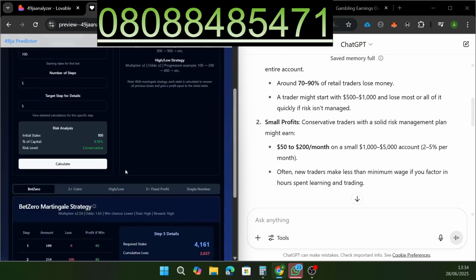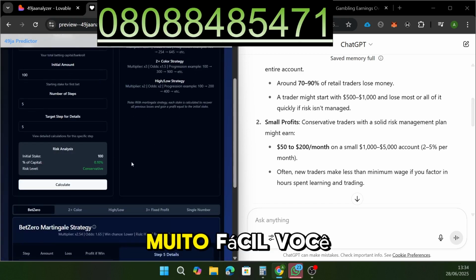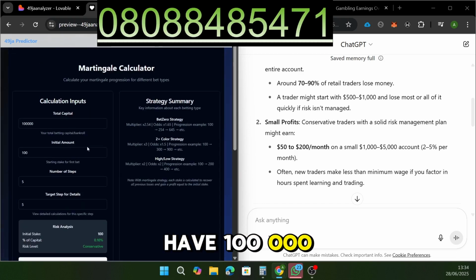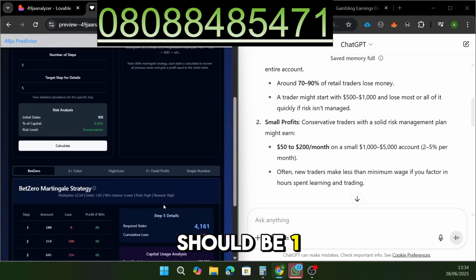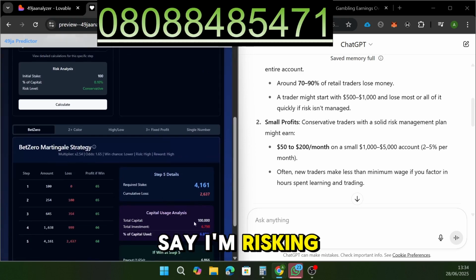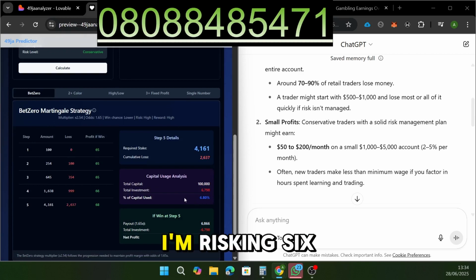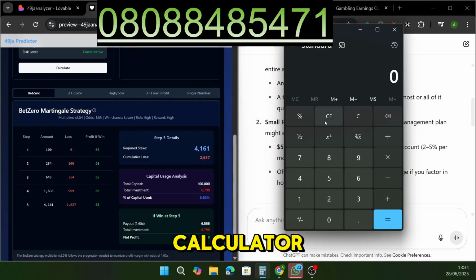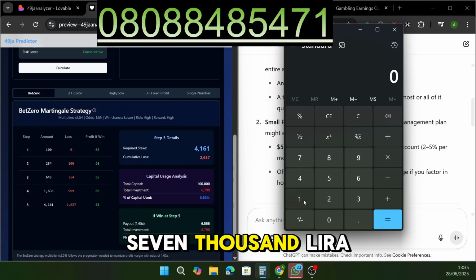So now, here in this calculator, it's very easy. Just set your take profits. Like okay, now I have 100,000 level. My take profit every day, let me just say I'm risking 6% of my balance every day. So let's do that. If I do it on my calculator here, I have 100,000. I'm risking 6%, let me just say 7%. That's 7,000. Okay, we are risking 7,000.